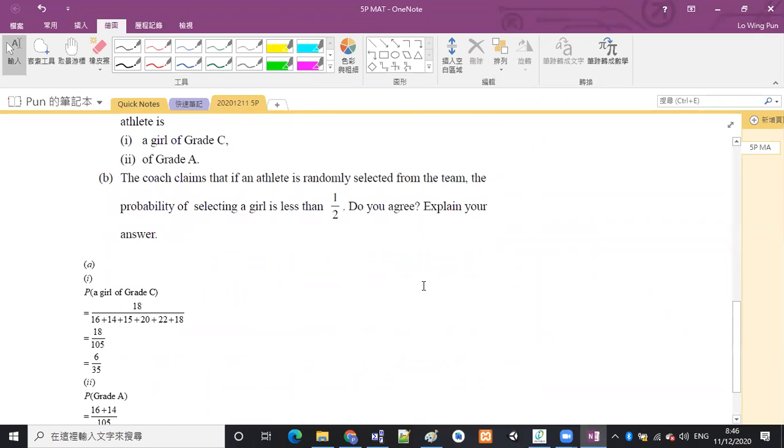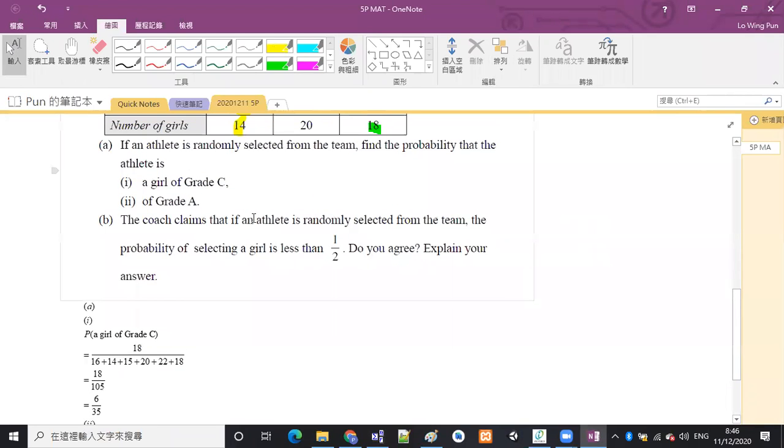Okay, and then part B, the coach claims that if an athlete is randomly selected from the team, the probability of selecting a girl is less than 1/2. Do you agree? Explain your answer.